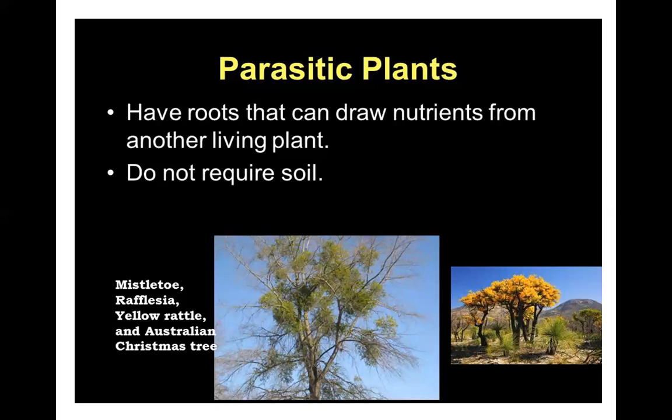So children, this is all about the different plants, how they live, how they survive in their habitat.